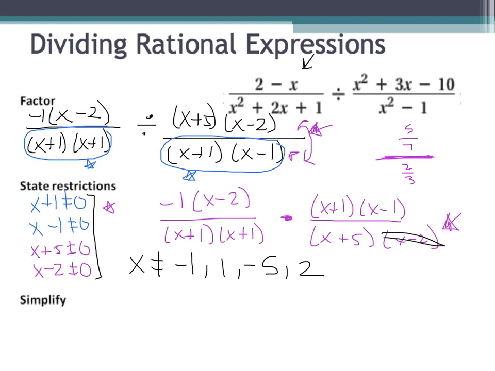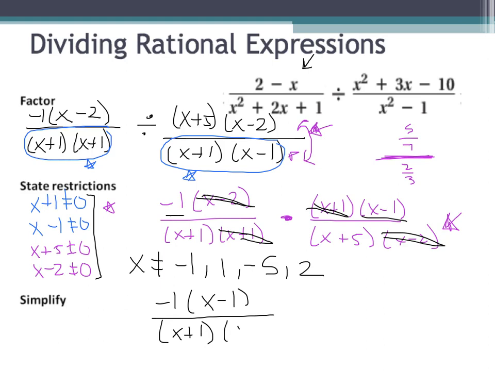Here's the x minus 2 and x minus 2 on both top and bottom. Here's the x plus 1 and here's an x plus 1. And I don't have anything else to simplify. So I multiply across. So I have a negative 1 on top, so it would be negative 1. I also have an x minus 1 on top. And on bottom, I have an x plus 1 and I have an x plus 5. So this would be my final answer.